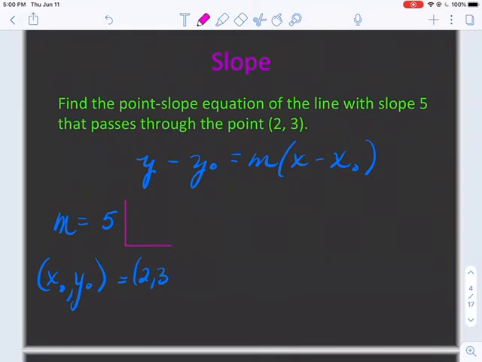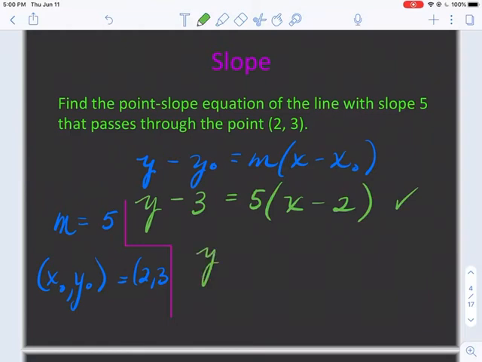I'm going to just block this off a little bit. So I'll put this in green. So we have y minus 3 is equal to the slope, which is 5, times the quantity x minus 2. So you have your equation done, and if that's all you're being asked to do, write the equation maybe tangent to a graph, you've got your equation written.